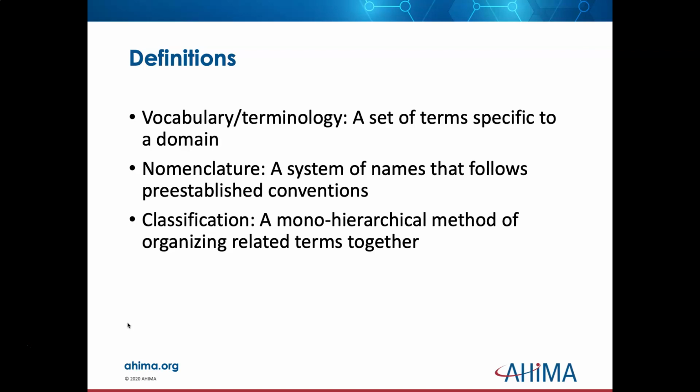Some definitions. Vocabulary and terminology are a set of terms specific to a domain. Nomenclature is a system of names that follows pre-established conventions. And classification is a mono-hierarchical method of organizing related terms together.